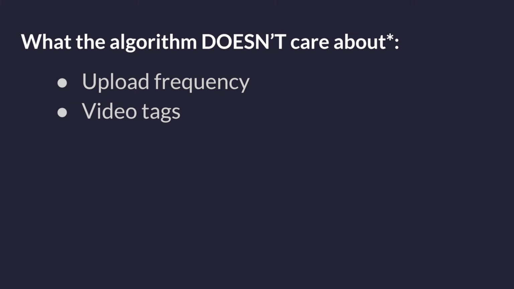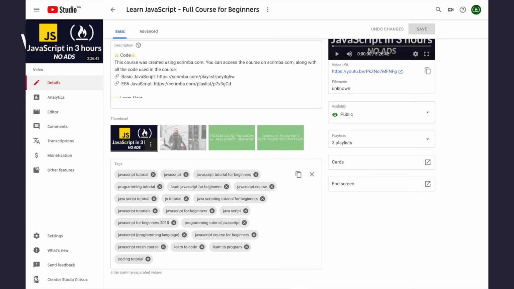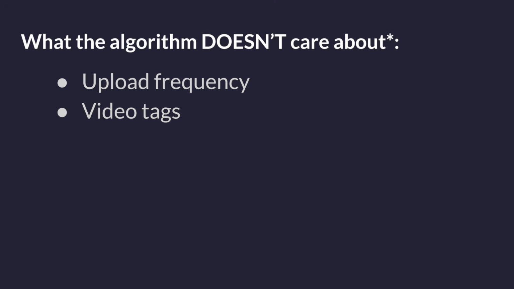Next is video tags. YouTube representatives have officially said that YouTube tags count as almost nothing when it comes to recommendations. Everything has some amount of impact, but this is one of the lowest impact items. So you don't have to spend too much time on the video tags, although you might as well still put them in there because it has a very tiny impact.